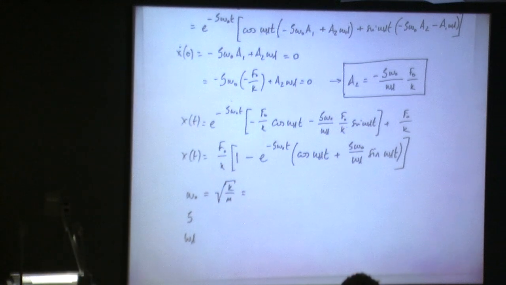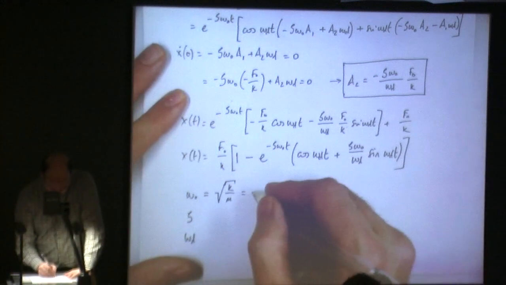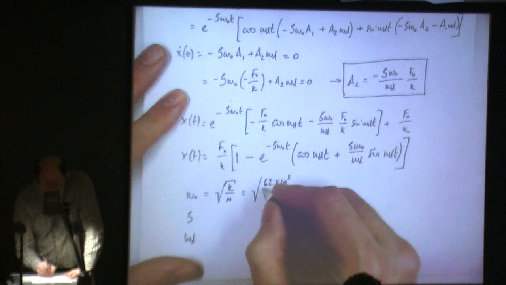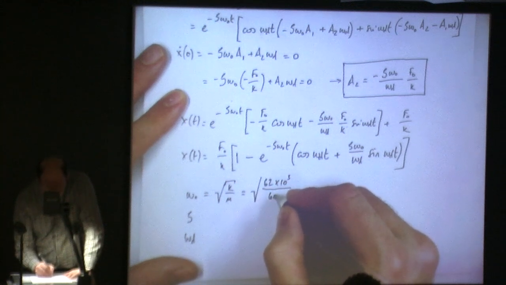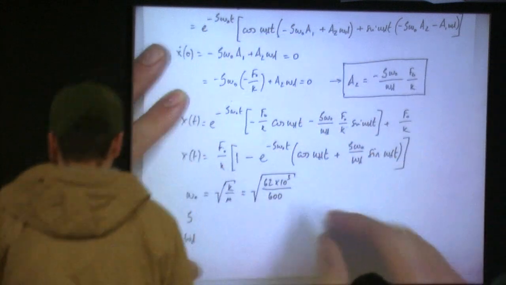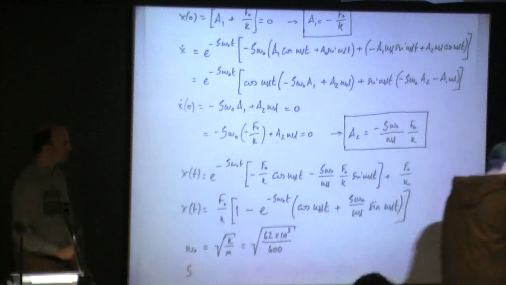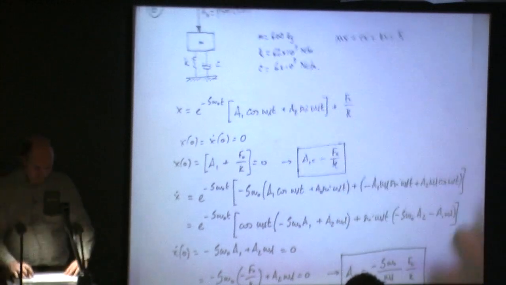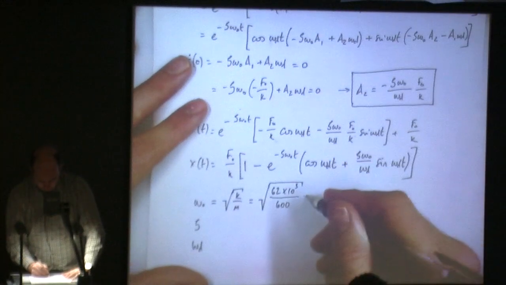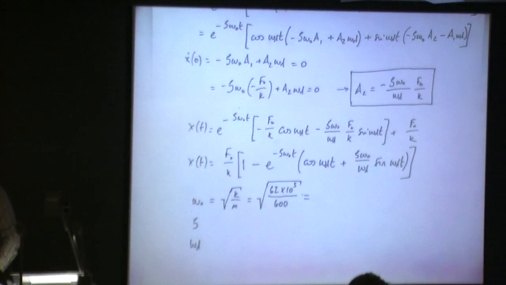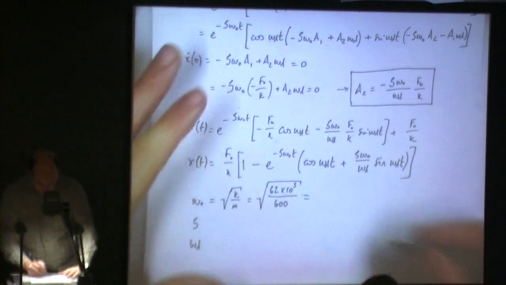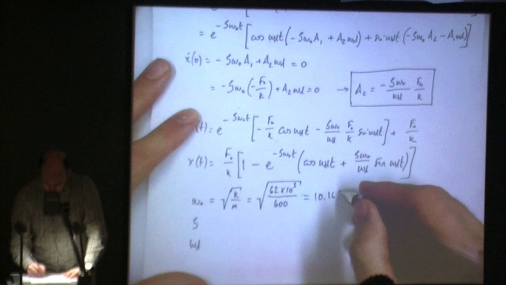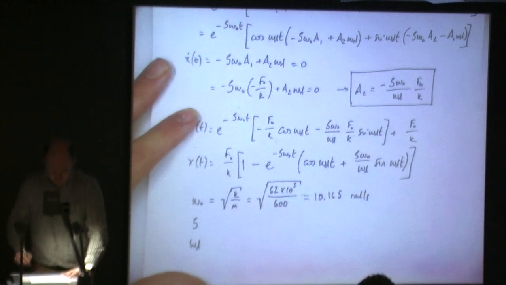Omega naught is root k upon m. Well, k we know is 62 kilonewtons, and m we know is 600 kilograms. So we have 62 times 10 to the 3, and m is 600. From up the top, k is 62 kilonewtons per meter, m is 600 kilograms, so omega naught is root k upon m, and if you do those sums, that's 10.165 radians per second.